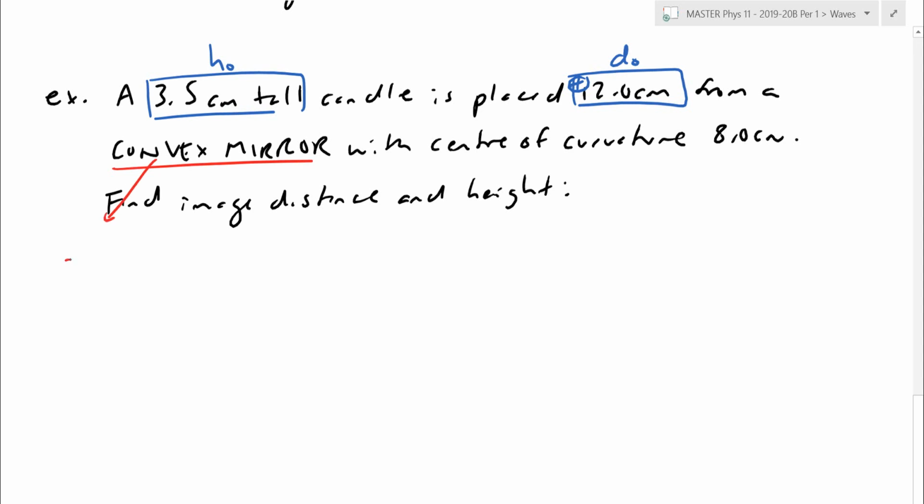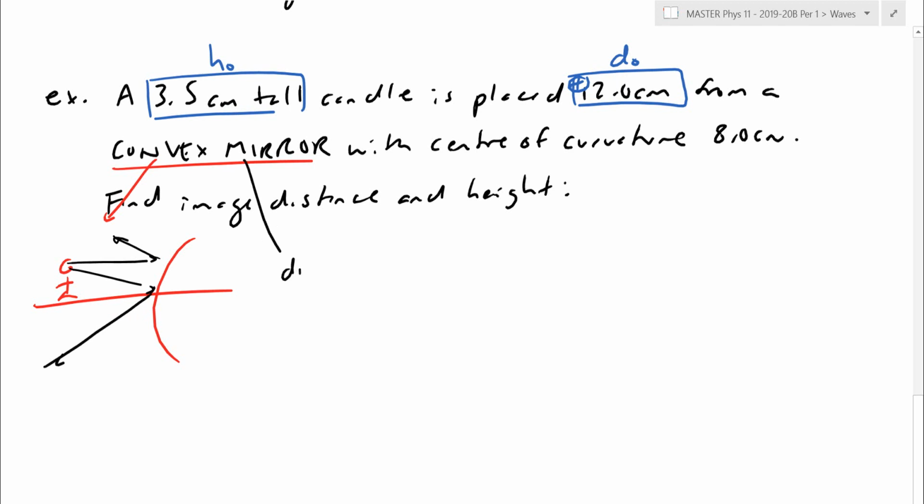A convex mirror means I am looking at the bulge, and when I look at the bulge, this is going to be a diverging mirror. Light rays that hit this one will end up separating. Because a convex mirror is a diverging mirror, you can make a note to yourself here. Because it is diverging, color code it. Because it's diverging, I would expect the focal point is negative.